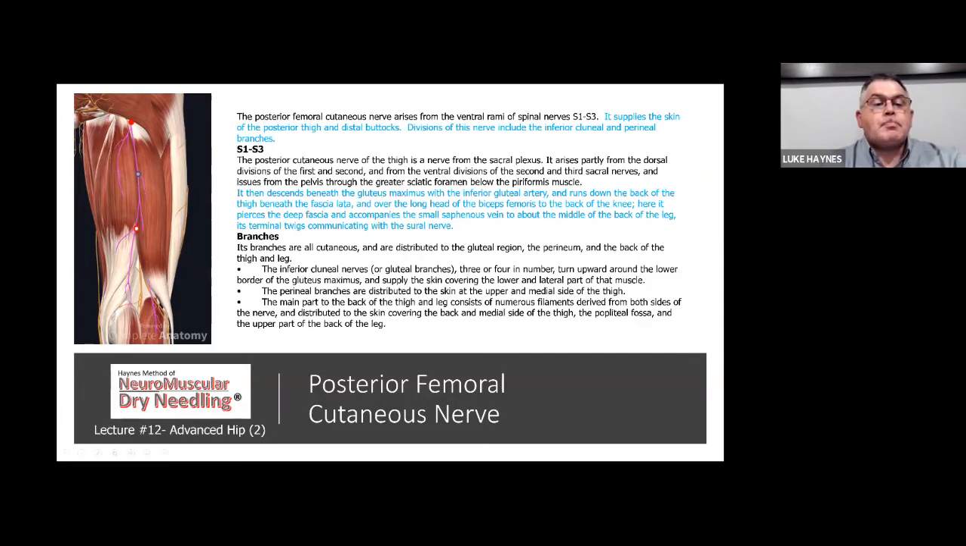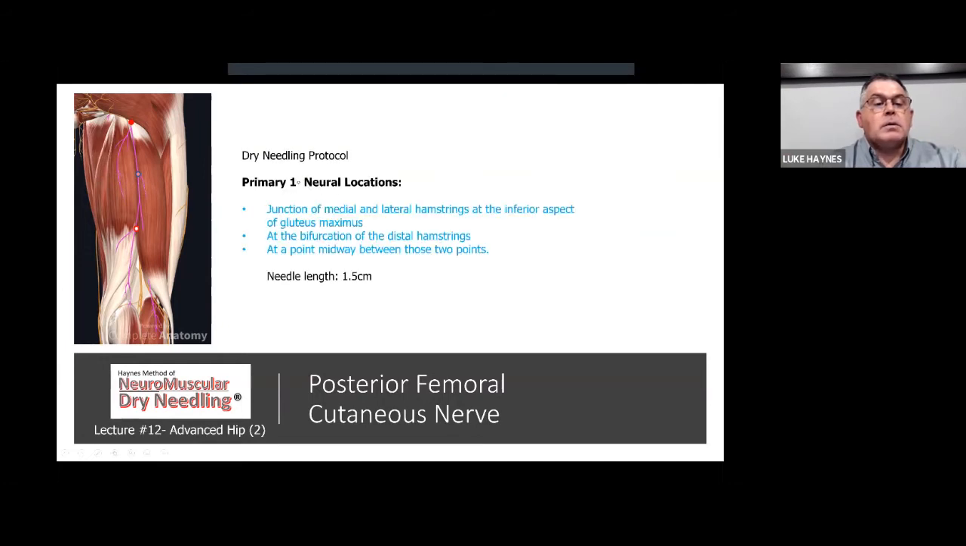So for our needling location, primary neural locations, we're going to do it at the junction of the medial and lateral hamstrings, the inferior aspect of the gluteus maximus. So we're going to get high at the hamstrings and drop just below the gluteus maximus there. We're going to go to the bifurcation of the distal hamstrings. And then we're going to drop another needle right in between. So that nerve just rides right along, as you see with a lot of these muscles, a lot of the nerves ride along where the muscles meet together.